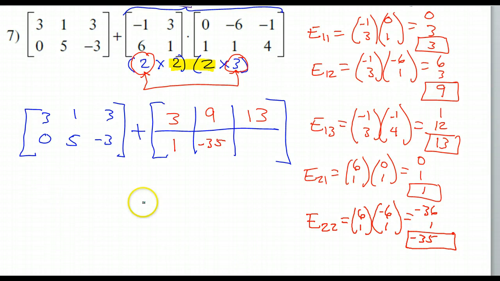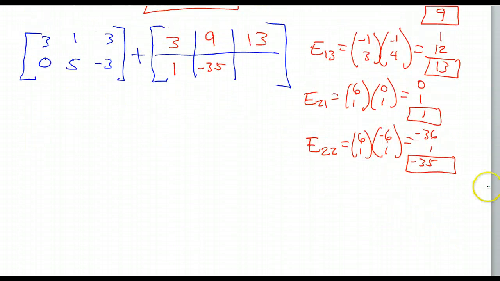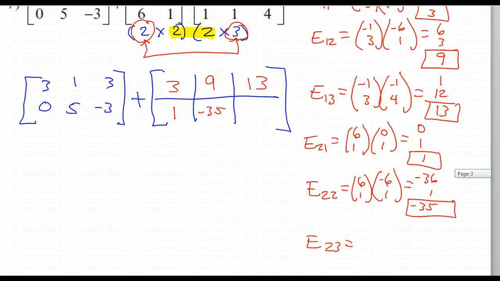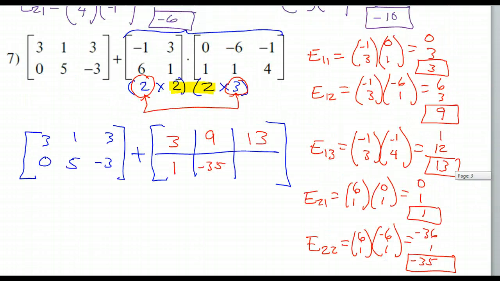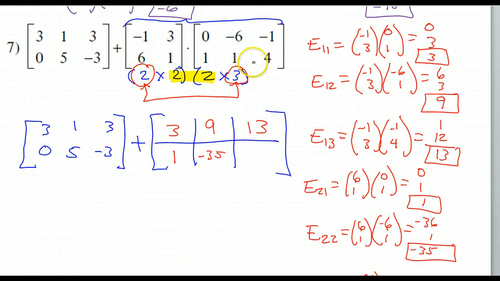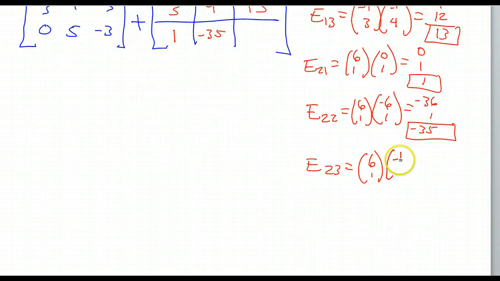Alright, so one more element to do. Is there space down here? Okay. Fine. The last element is element 2, 3, because this is row 2, column 3. So I need row 2. Okay. Row 2 is still 6, 1. Column 3 is negative 1, 4. So that gives me negative 6 and 4, which is negative 2.